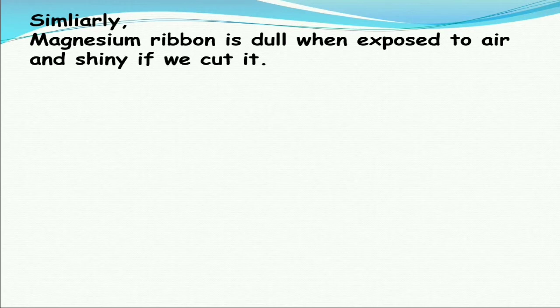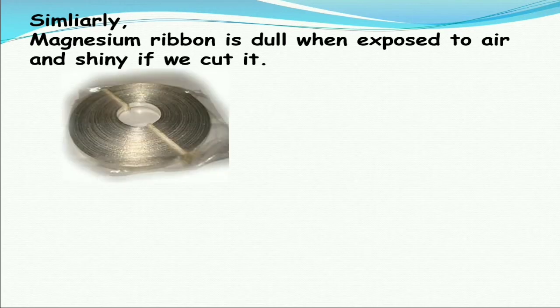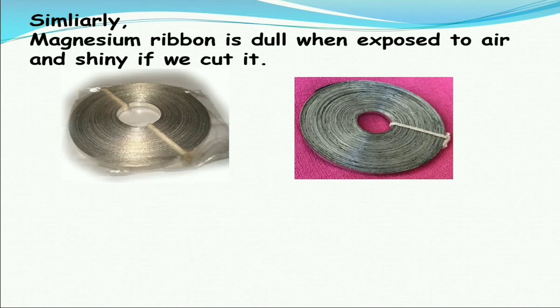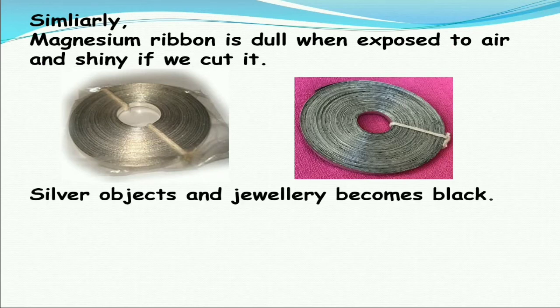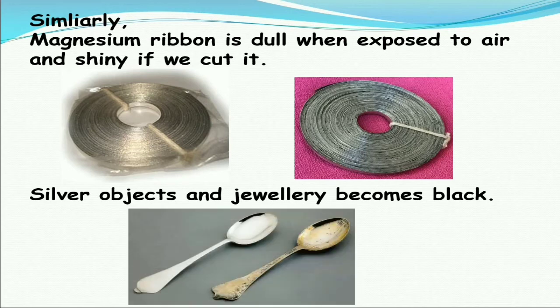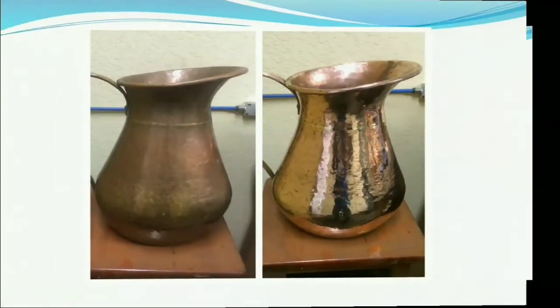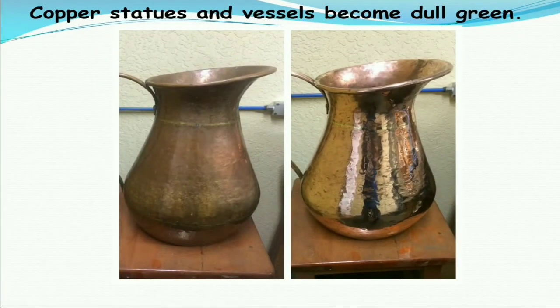Similarly, magnesium ribbon is dull when exposed to air and shiny when we cut it. You can see here the new one, which is very shiny. When it is exposed to air for some days, then you can see the dullness. Silver objects and jewelry become black. You can have a new silver spoon, and when it is exposed to air for a long time, it turns a blackish color. And you can see the copper vessels. Copper statues and vessels become dull green when they are exposed to air for a long time.